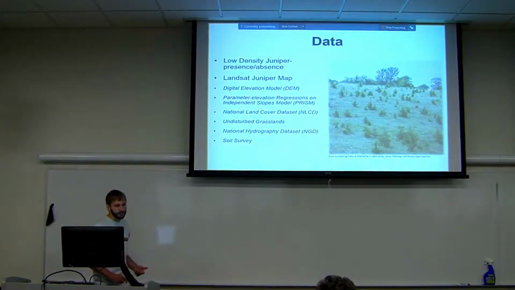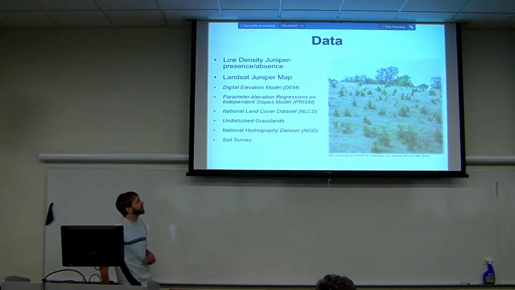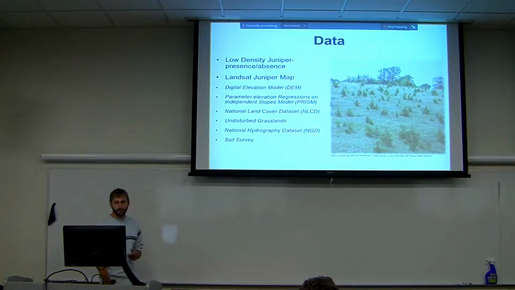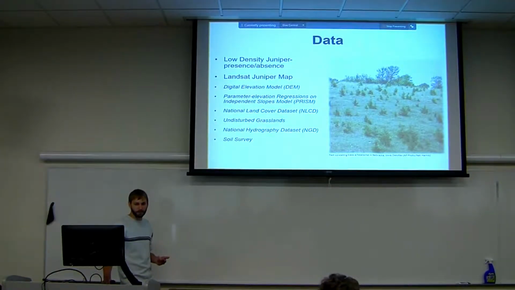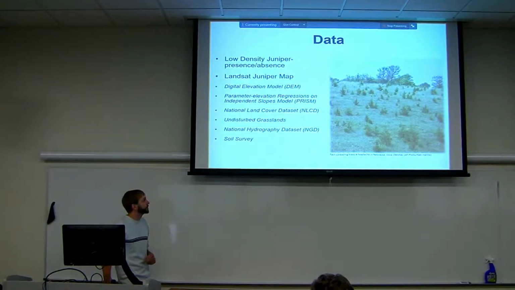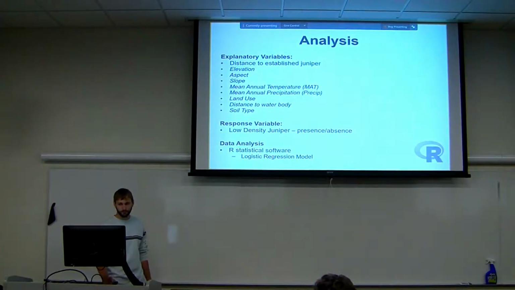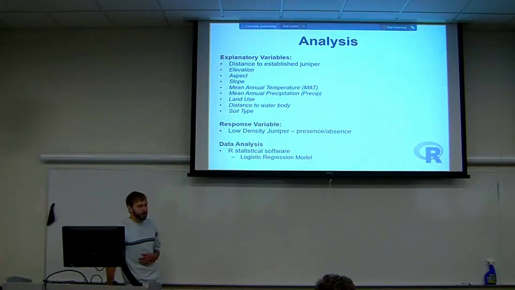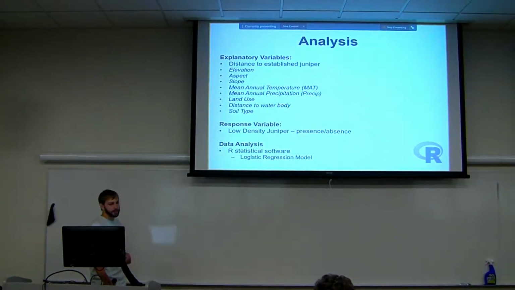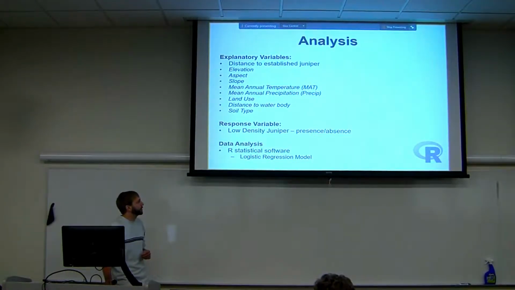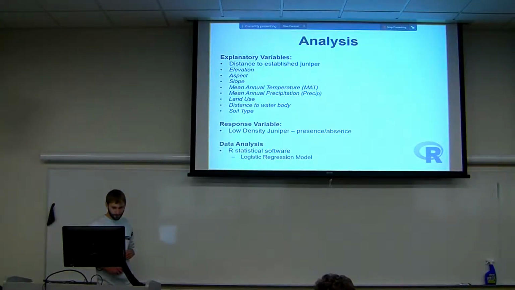For this, we'll obtain data through the low-density Juniper presence and absence points, in addition to our Landsat Juniper map. We will also use the previously mentioned data sources such as the digital elevation model, PRISM model, the land use data sets, our water features, and soil surveys. Analysis will again take place with the logistic regression model in our statistical software, where our explanatory variables will contain the previously mentioned parameters in addition to a distance to established Juniper. Our response variable will then be the low density Juniper presence and absence.